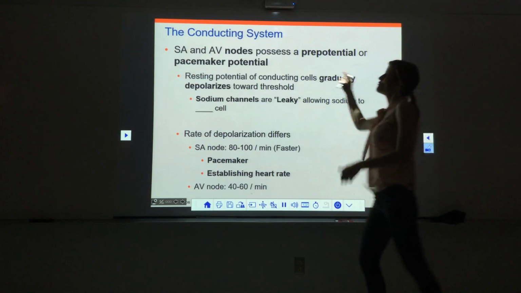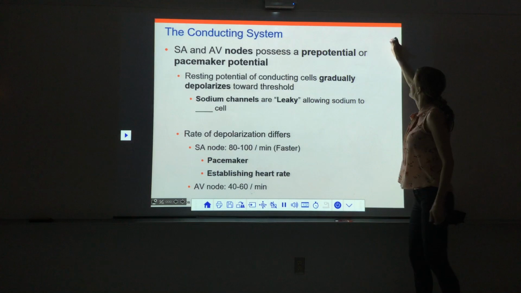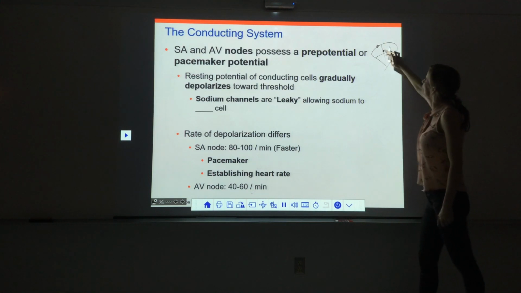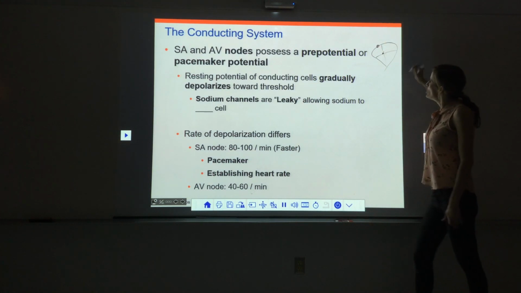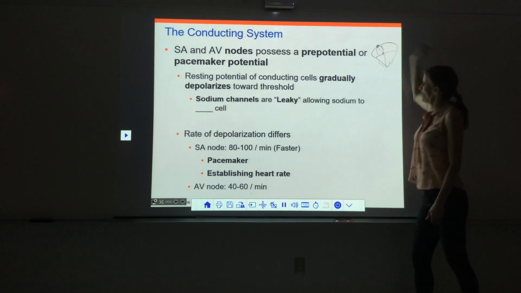Okay, so the SA node and the AV node. Remember, if this is my heart, the SA node was right here, the AV node was right there. So we said the impulse goes like that, and then it comes down and it goes around.